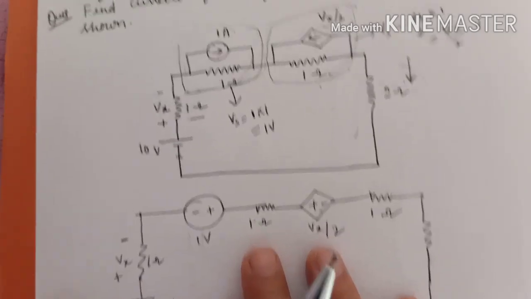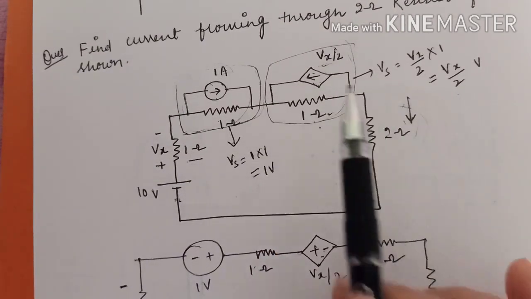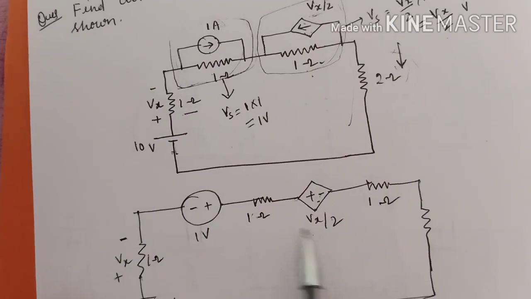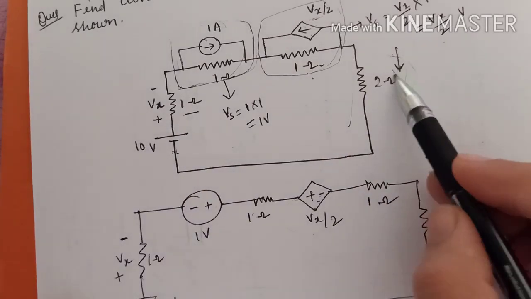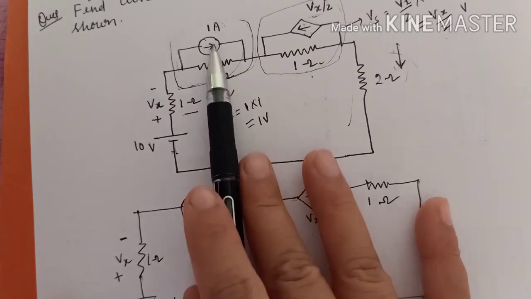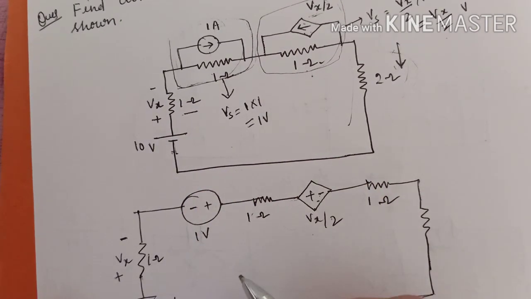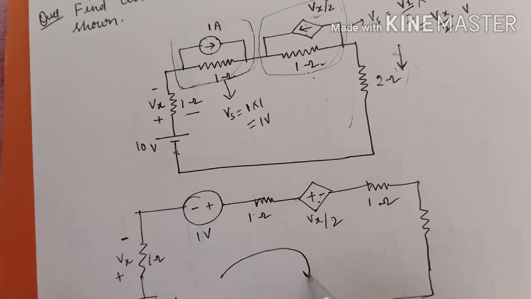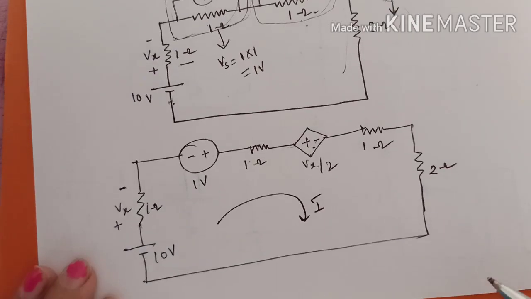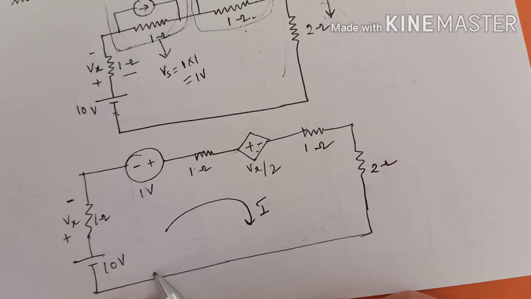Here I have used two concepts. One concept is how to find the dependent source, and another is how to convert the current source into the voltage source. Why am I converting? Because for finding the current I need the series circuit. Clear? So let's say the current flowing through this circuit is I, and that is the current flowing through this 2 ohm. Now apply the KVL, because this is a closed loop series circuit.